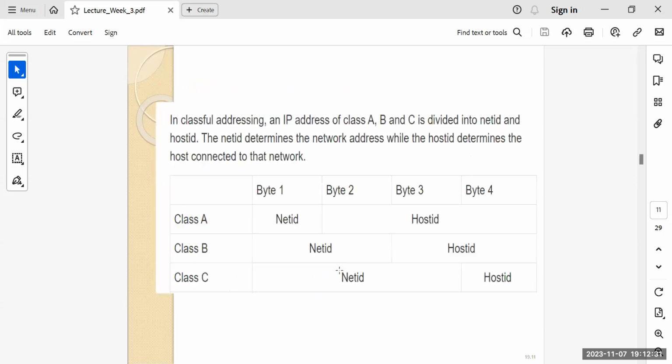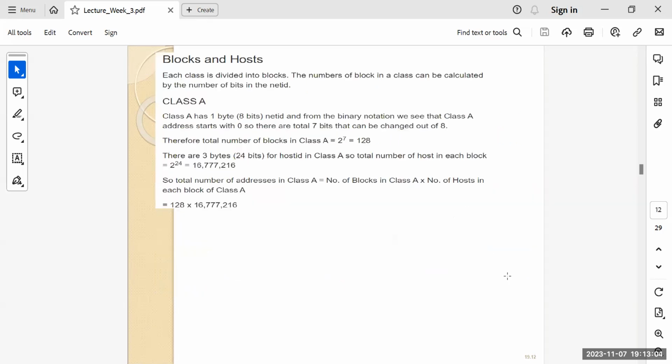So basically the color yellow was depicting the network ID and the color white was showing us the host ID. We're going to see what network ID and host ID mean. In class A, byte 1 is for the network ID, bytes 2, 3, and 4 are for the host ID. For class B, the first 2 bytes are for the network ID and the next 2 bytes are for the host ID. And similarly for class C, the first 3 bytes are for the network ID and only byte 4 is for the host ID.